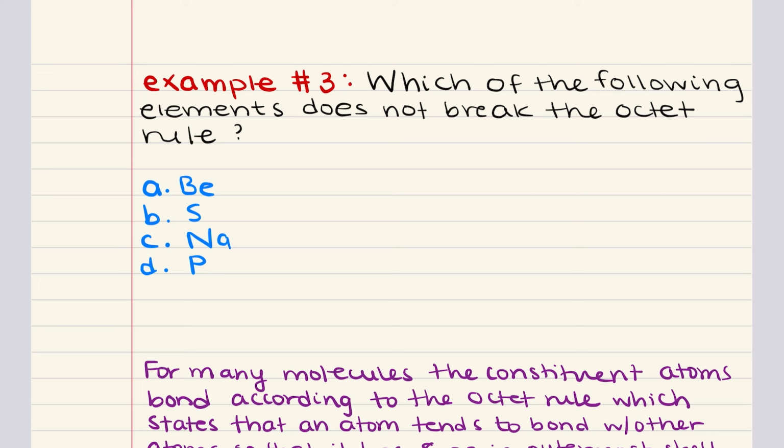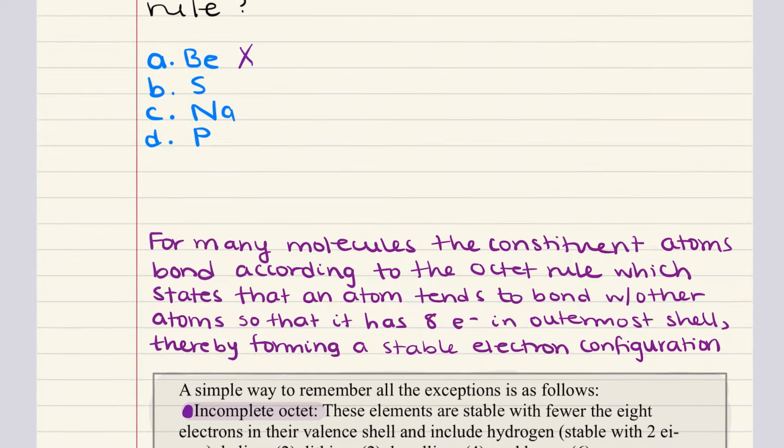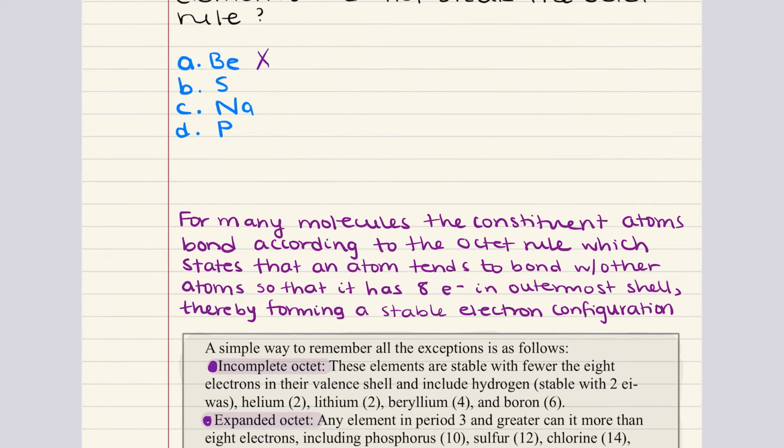That's not what we're looking for. We're trying to figure out which one of these answers does not break the octet rule. Beryllium does, as it is stable with only 4 valence electrons. Okay, what about sulfur? Sulfur has an atomic number of 16. It's in group 16 of the periodic table, and it has 6 valence electrons.